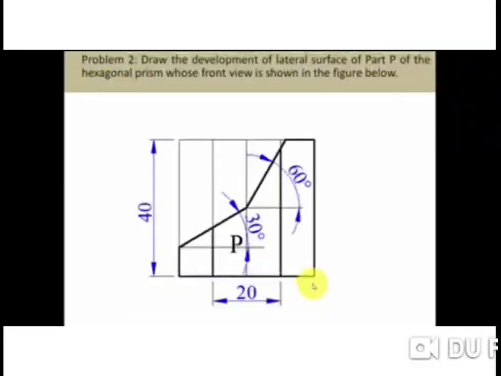Draw the development of the lateral surface of part P of the hexagonal prism, whose front view is shown in the figure. Only the front view is shown in the figure. From that front view, they have given the solid name, that is the hexagon. Now we have to draw the hexagon. This is the given figure in the problem.